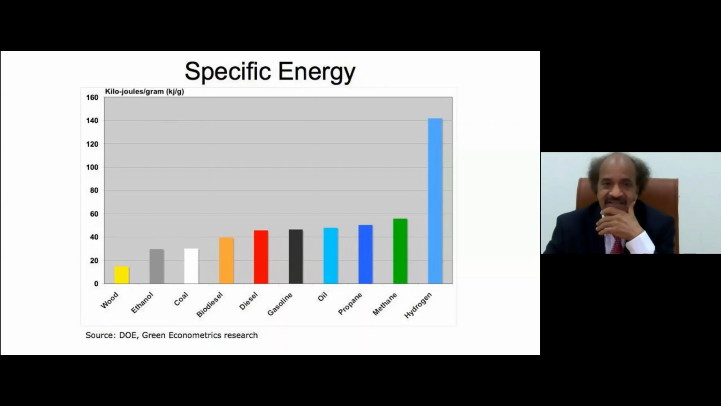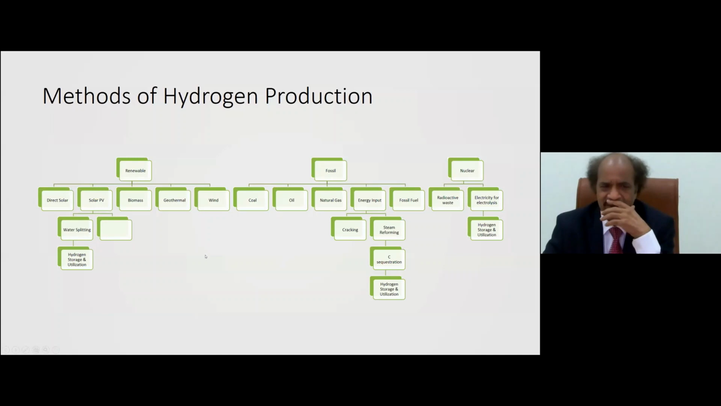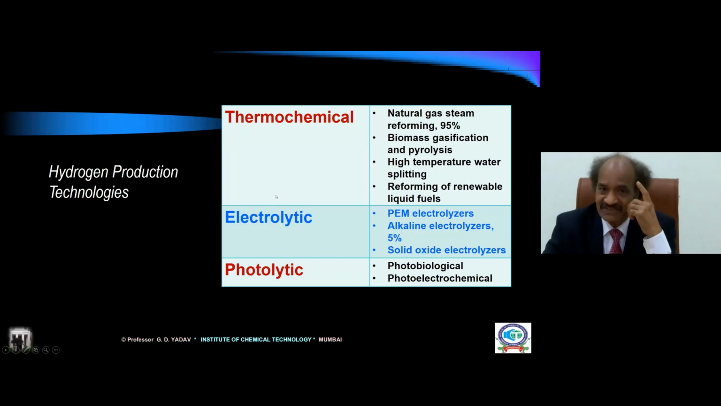So there are many methods of hydrogen production. We talked about the paper. Water splitting is one of the best methods by which you get hydrogen. You have the thermochemical method, the electrolytic method, and the photolytic method, and everybody knows about them. And we are talking about solar hydrogen.